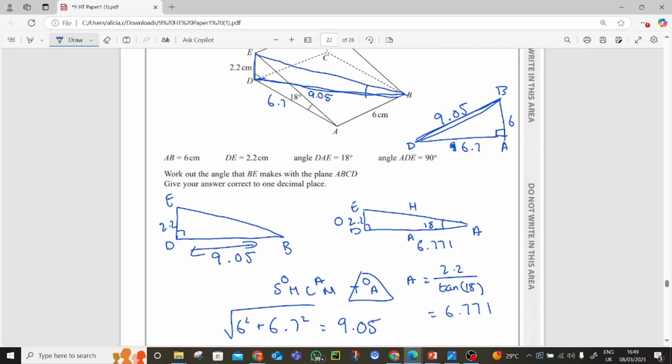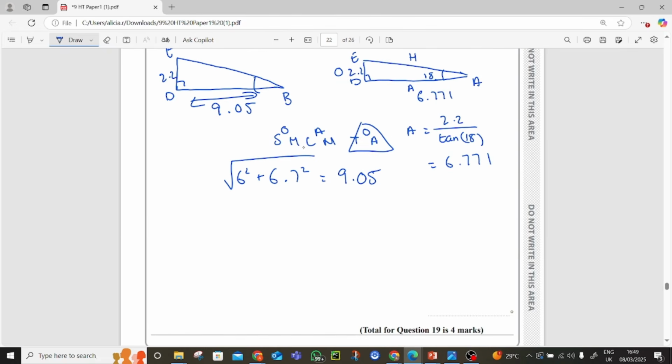I'm almost there. If I know this side is 2.2 and this side is 9.05, and I'm looking for this angle, again, I'm going to use SOHCAHTOA. Again, I'm in tangent. I'm going to write tangent of theta is equal to opposite over adjacent. This is the opposite. This is the adjacent. 2.2 over 9.05. And 2.2 divided by 9.05 is 0.243. This is tan of theta, not theta.